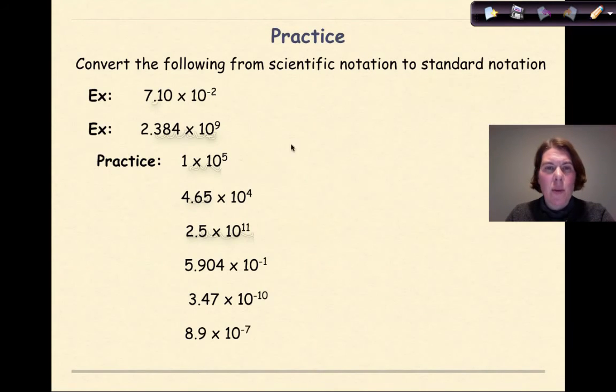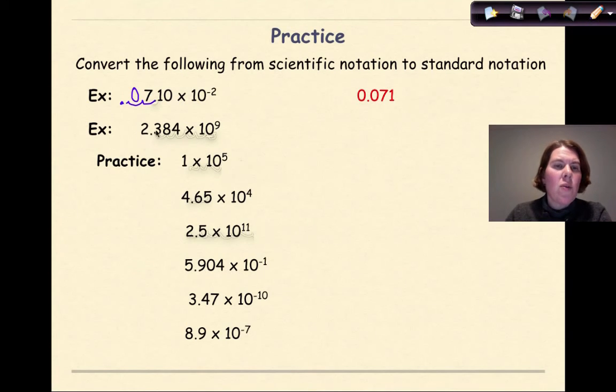So again, let's do a little practice together, and then I want you to try some on your own. 7.1 times 10 to the negative 2. It's a negative exponent. So I'm going to take that decimal and I'm going to move it over 2 spaces to the left. So 1, 2, establish my new decimal, put a 0 right here. So I should get the answer of 0.071.